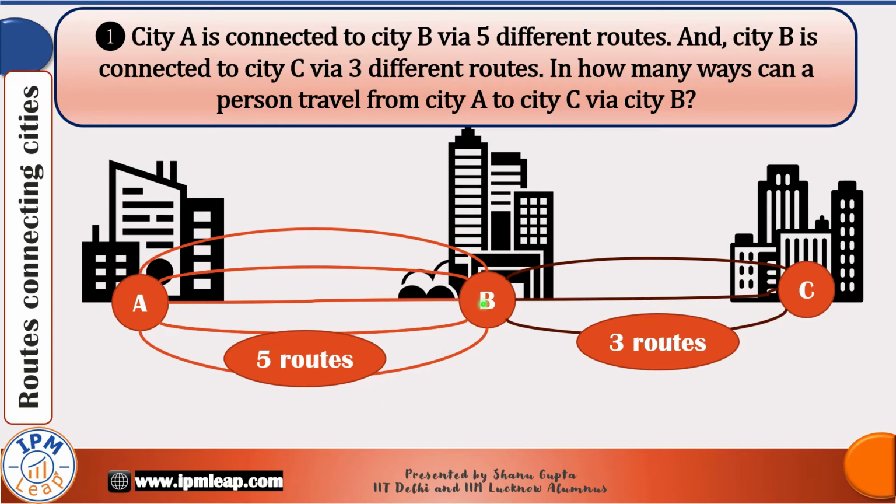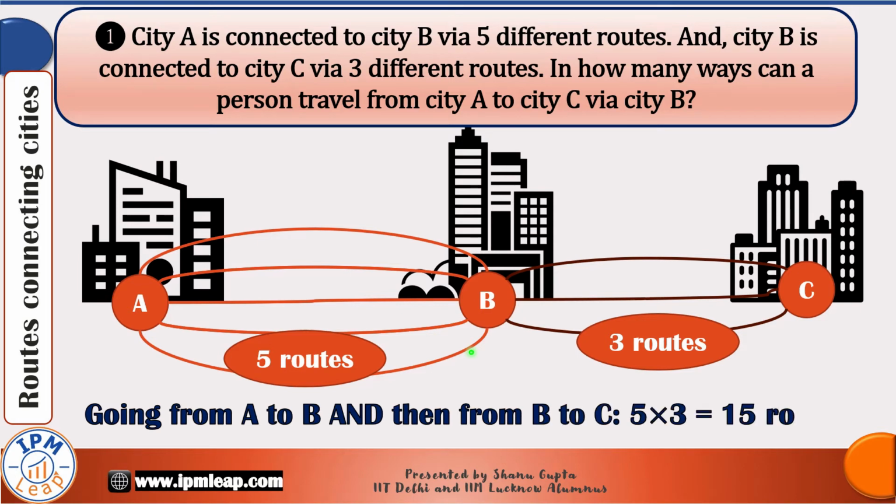B first through any one of the 5 different routes, and then he needs to go from city B to city C via any one of the 3 different routes connecting B and C. So together, these two actions can be performed in 5 into 3, that is 15 ways. So there are 15 different possible routes from city A to city C via city B.